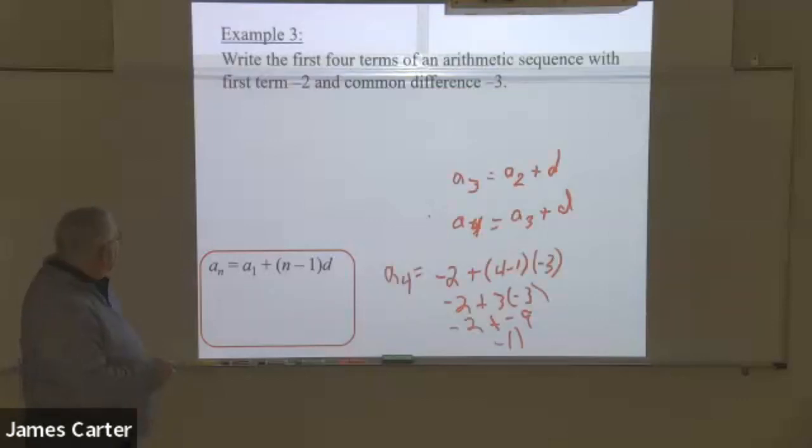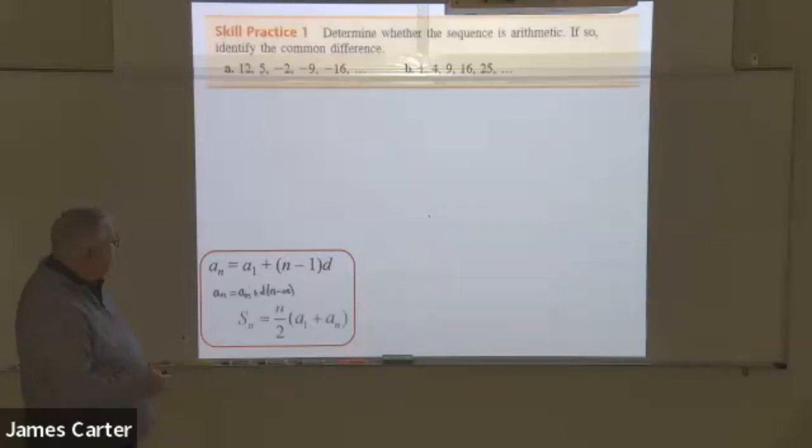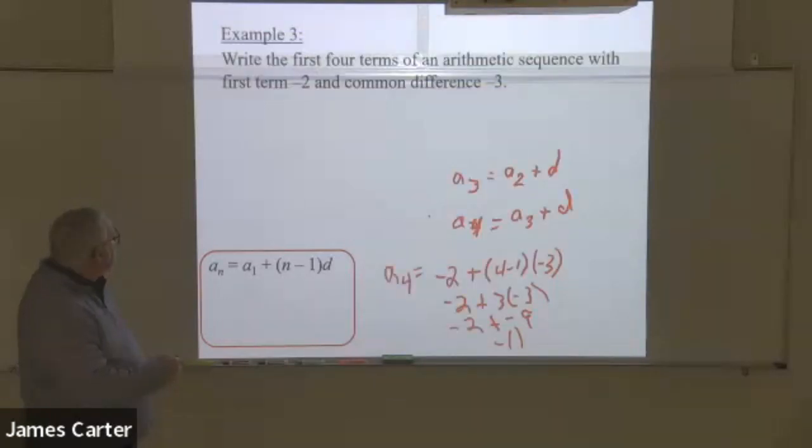Okay. Now, write the first 4 terms of an arithmetic sequence. Let me back that up one. Of an arithmetic sequence with the first term is -2 and a common difference of -3. Okay. So we're going to have a diminishing sequence. It's going to get smaller, lower numbers as we go from term to term to term.